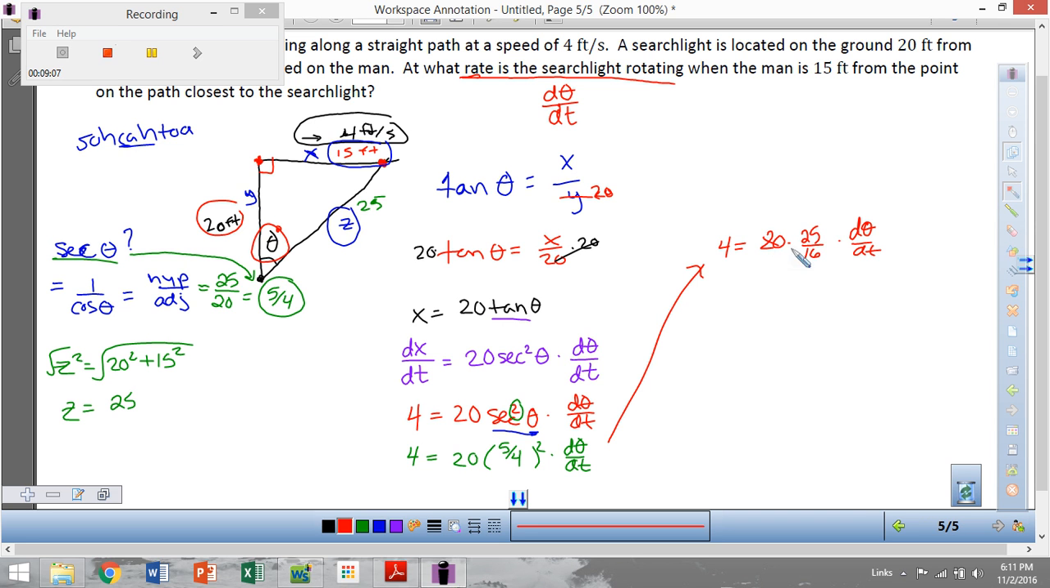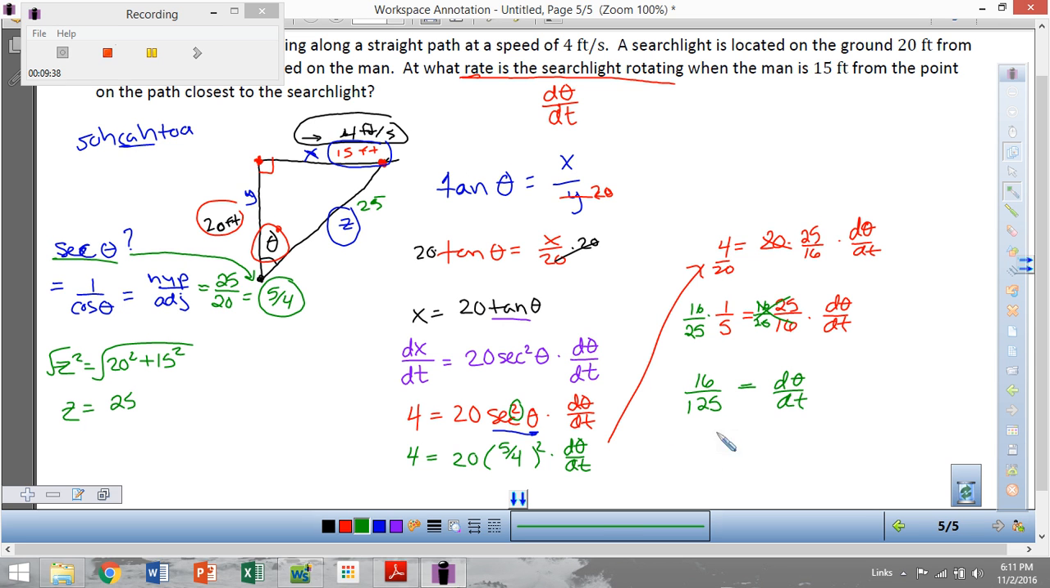I'll go ahead and divide by this 20. So 4 over 20 is going to reduce to 1/5. 1/5 equals 25/16 times d theta dt. I'm going to multiply by the reciprocal here, 16 over 25, cancel that out, multiply this by 16 over 25. 16 over 125, perfectly fine answer for d theta dt, as long as you give me a unit.